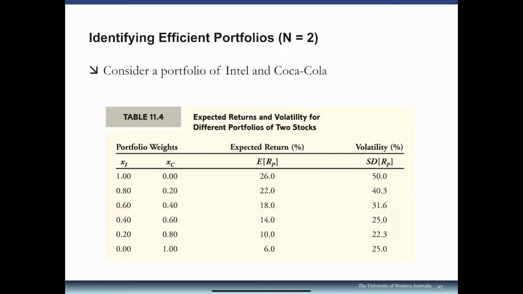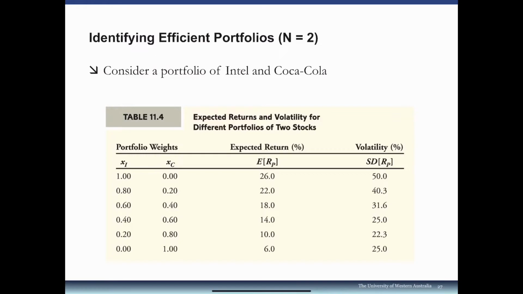All right, let's again start with N equals 2, two different stocks. Let's consider a portfolio of Intel and Coca-Cola. So here, expected returns and volatility for different portfolios of two stocks. Here, we have different weights. XI represents the weight in Intel, XC represents the weight in Coca-Cola. In the first scenario where we allocate 100% of wealth in Intel, 0% in Coca-Cola, we get expected return of the portfolio, which really just means Intel, 26% and volatility 50%.